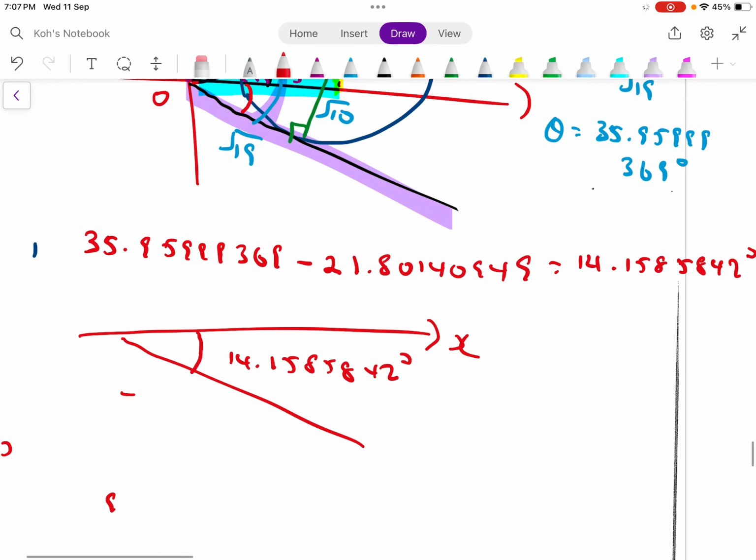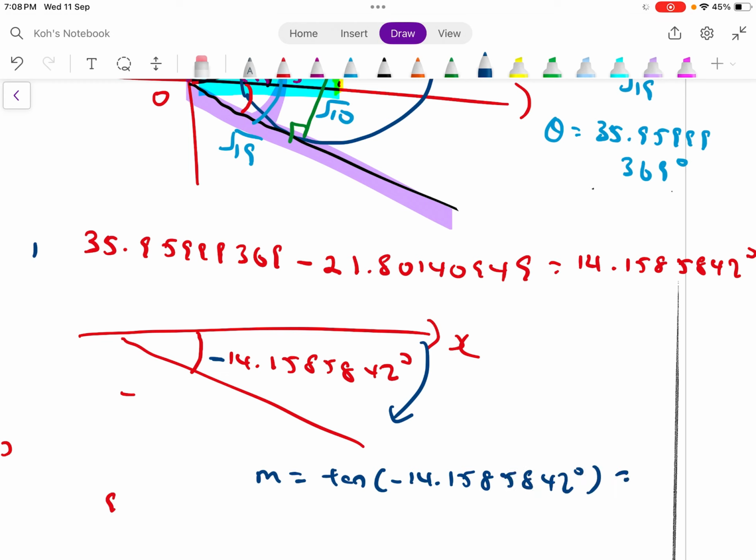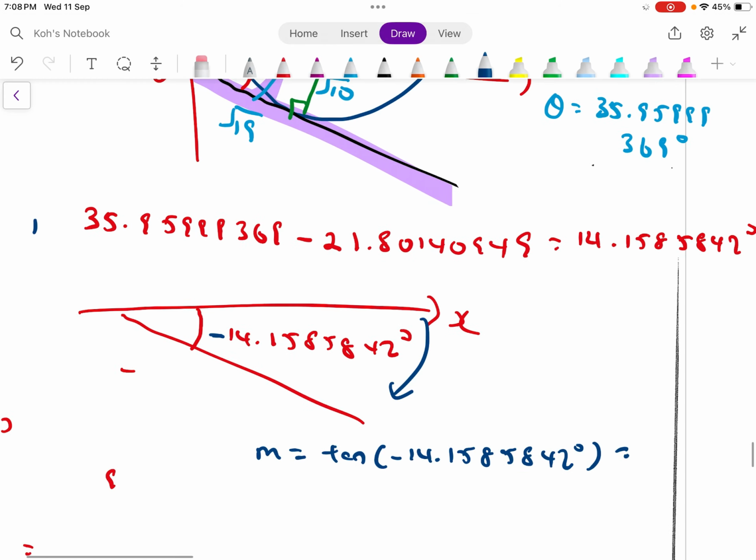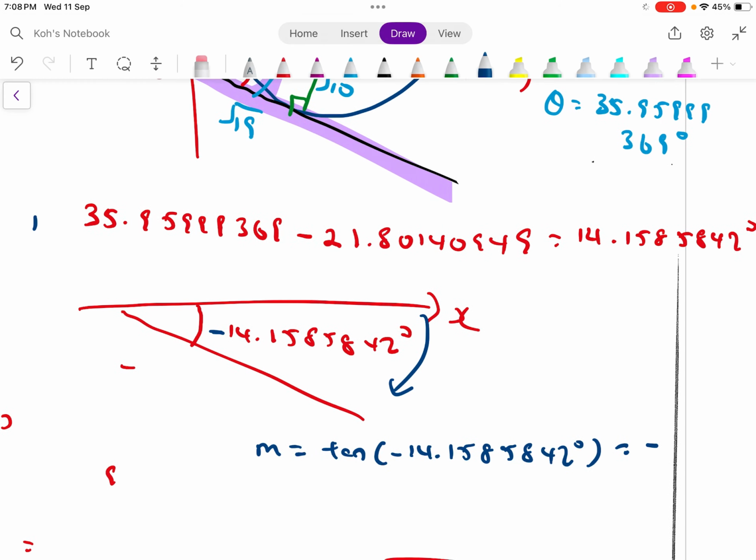Okay, but when you want to determine the gradient, don't put positive because you are rotating in this direction. So that means you want to put a negative to it. So for example, gradient is equal to tan theta, so tan of negative 14.1585842 degrees. So let's do the calculation. Okay, so the first gradient I get is negative 0.252. So that's the first answer.